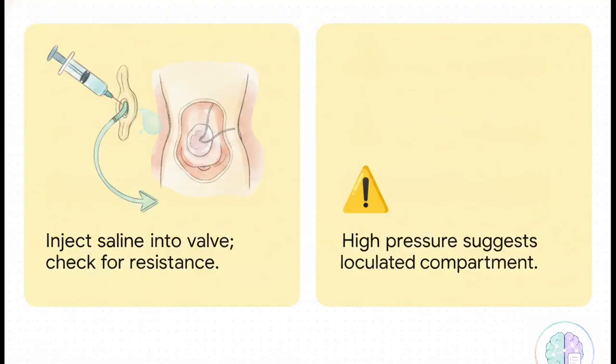But what happens if you have zero distal flow during these checks? You keep that inlet occluder compressed, and you inject 3 to 5 milliliters of saline directly into the distal shunt, and then you recheck the distal runoff pressure.